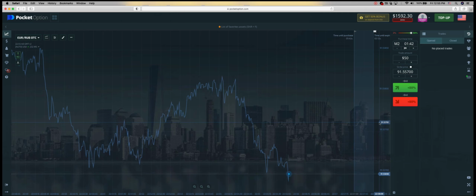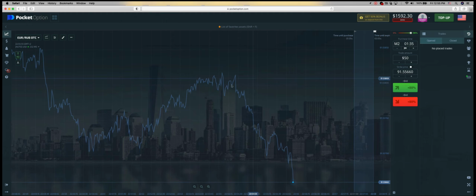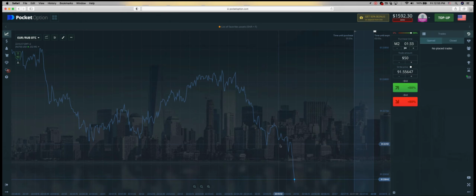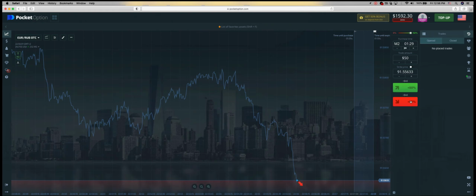Okay, so when you first log into Pocket Option, you're going to see this default screen right here. It's just going to be a chart with the line graph and your calls and puts and the price, trade amount, and your purchase time, etc.